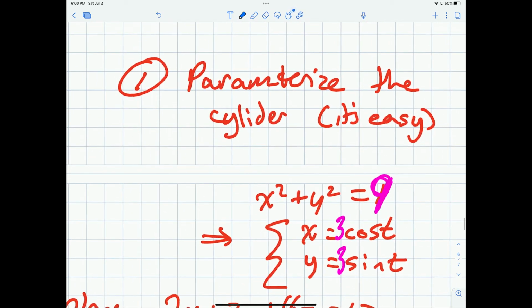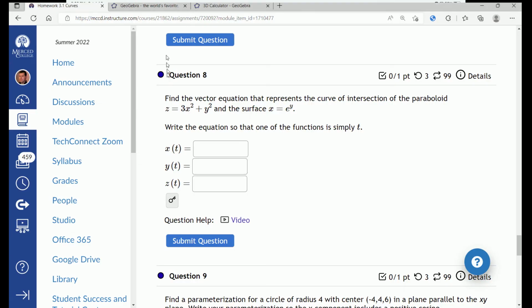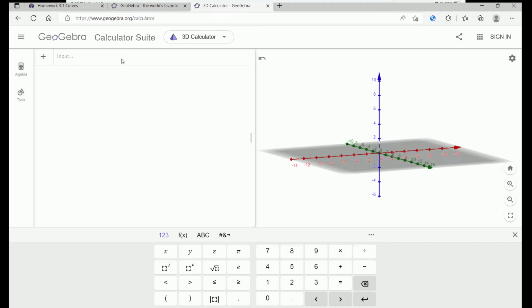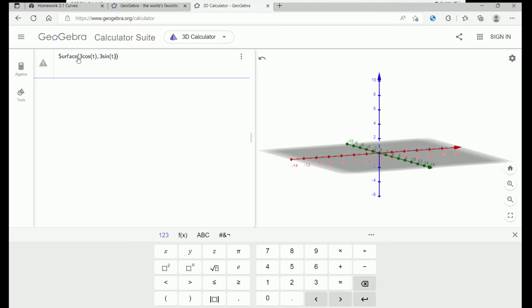the parameterization of this cylinder, right? X squared plus y squared equals 9, and these were the equations for it. And z was allowed to be anything. If we plot that, it looks like this. So I'm plotting the surface now, as soon as it lets me type. Okay, surface. So x was 3 cos t. The y was 3 sine t. The z could be anything, so I'll just put in z.